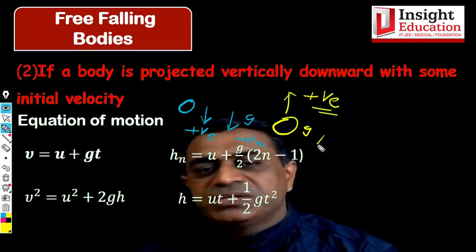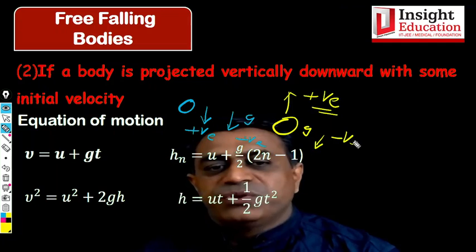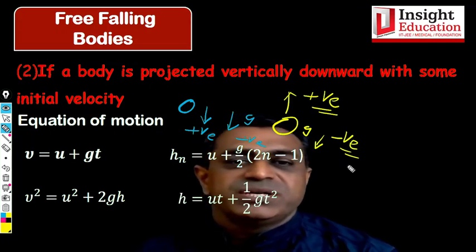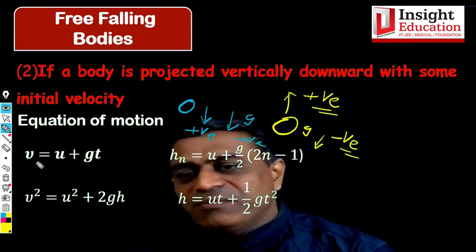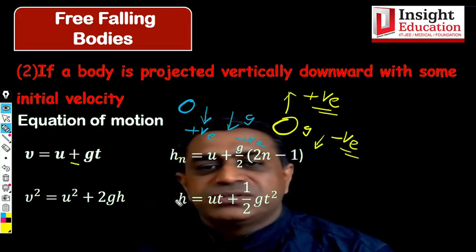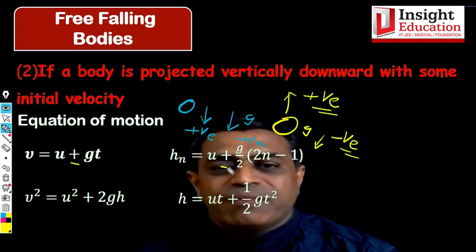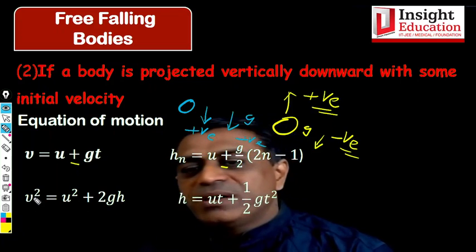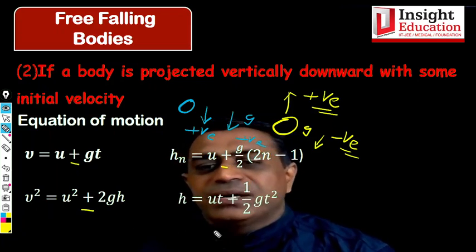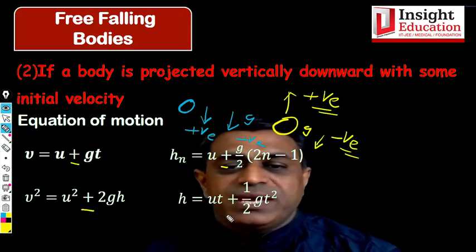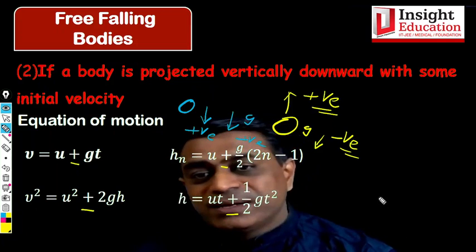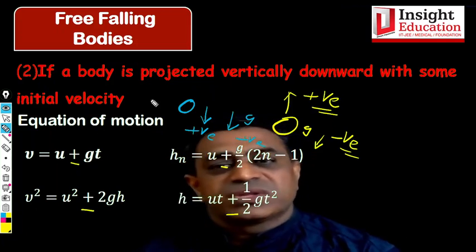So what should be the g? So value of g should be negative. Now replace v is equal to u minus gt, hn is equal to u minus g by 2 into 2n minus 1, v square is equal to u square minus 2gh, h is equal to ut minus 1 half gt square. So you can use this equation for third case.